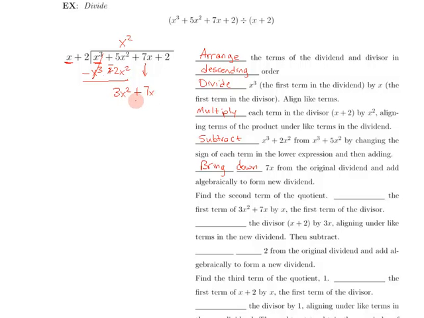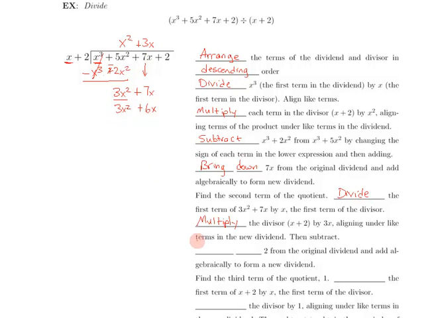Now find the second term of the quotient. That is, we're going to find the next part of the answer. We're going to divide the first term of 3x squared plus 7x, which is 3x squared, by x. 3x squared divided by x is plus 3x. Now we're going to multiply that 3x times the divisor again, aligning the terms under the new dividend. So 3x times x is 3x squared. 3x times 2 is plus 6x.